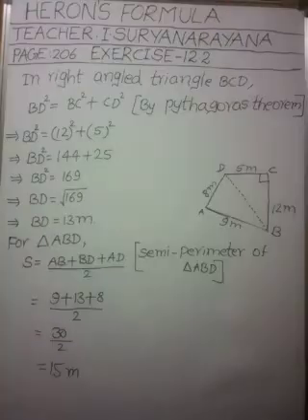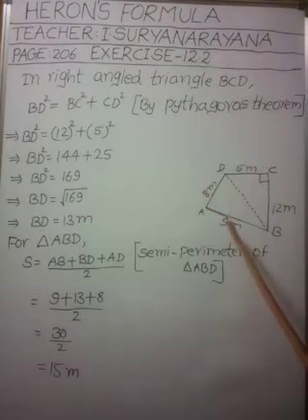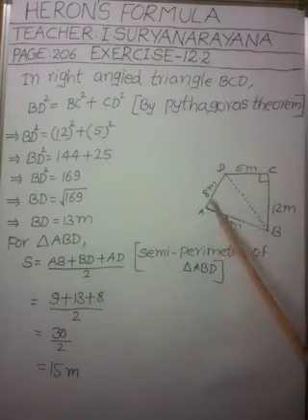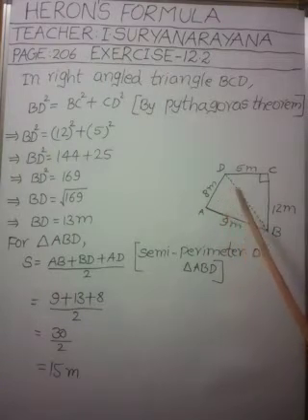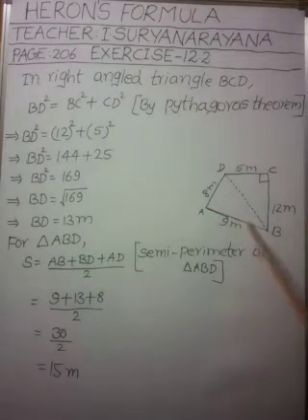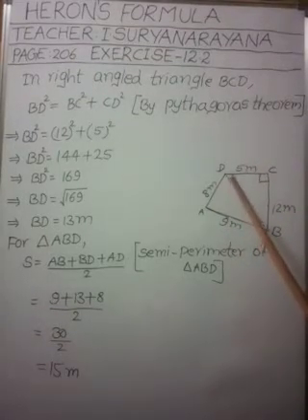Now come to this triangle ABD. Can you find the area of this triangle ABD? No, not at all. We can't use area of triangle ABD is equal to half into base into height, because this triangle is not a right angled triangle. If you observe triangle ABD, it is not given that angle A is equal to 90 degrees. That is why we can't use area of triangle is equal to half into base into height.